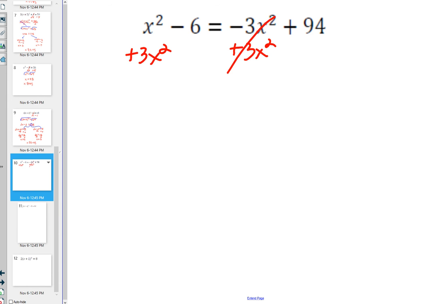So now if all the x's come to the left, I need to move the constants back over to the right. So we get 4x squared is equal to 100.